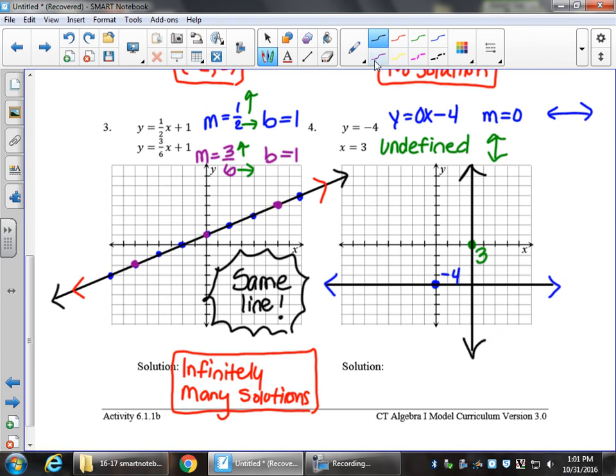Looking for our solution, our point of intersection, it's right here. Counting, that's 1, 2, 3, so 3, comma, down 1, 2, 3, 4. If I look, do we see a really cool connection between the solution and my equations? X equals 3, y equals -4.